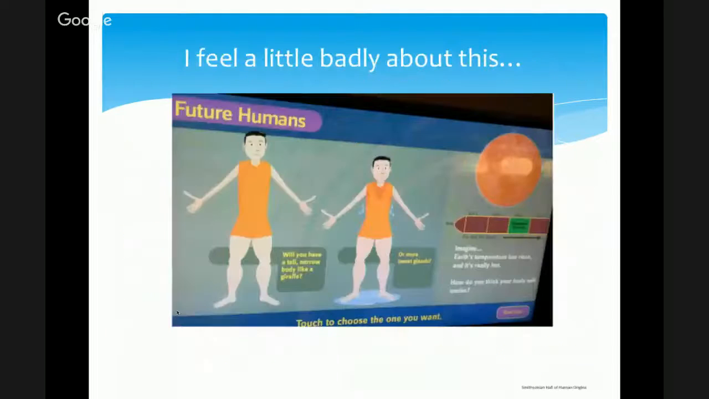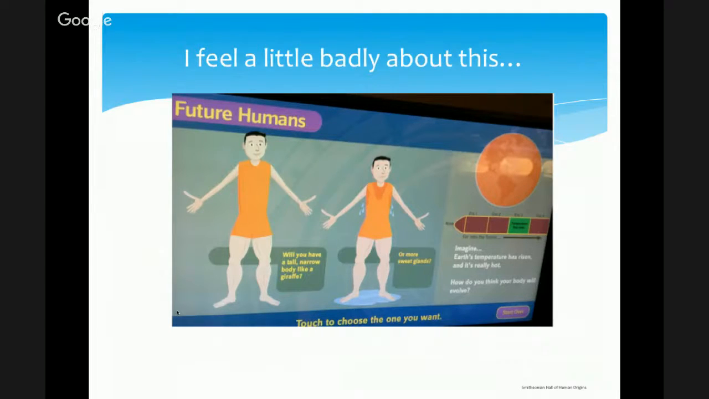Okay. Here, I feel a little bit badly about this. The reason why, I'll tell you in a minute. If you can't read it, it says, imagine far into the future. Earth's temperature has risen and it's really hot. How do you think your body will evolve? Will you have a tall, narrow body like a giraffe or more sweat glands? Touch and choose the one you want.